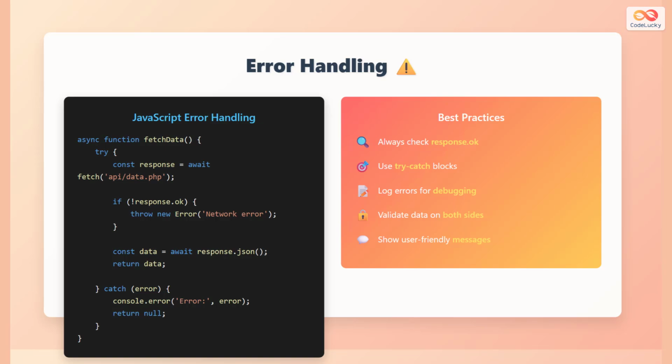Now let's explore the best practices. Always check the response.ok. Use try-catch blocks. Log errors for debugging. Validate data on both sides. Show user-friendly messages.